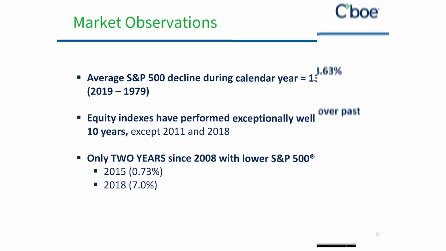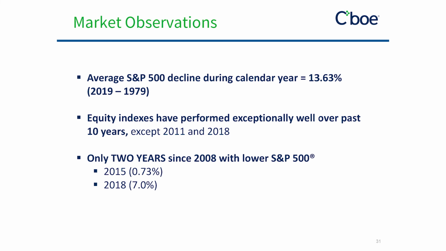Over the last 40 years, the average peak to trough decline in the S&P 500 over a calendar year has been 13.63%. U.S. equity markets have performed exceptionally well over the past decade on a historical basis. There's been fairly low levels of overall volatility, and since 2008, there have only been 2 calendar years where the S&P 500 finished lower. The largest annual decline was 2018 with a 7% pullback. In 2015, the S&P 500 was lower by less than 1%.